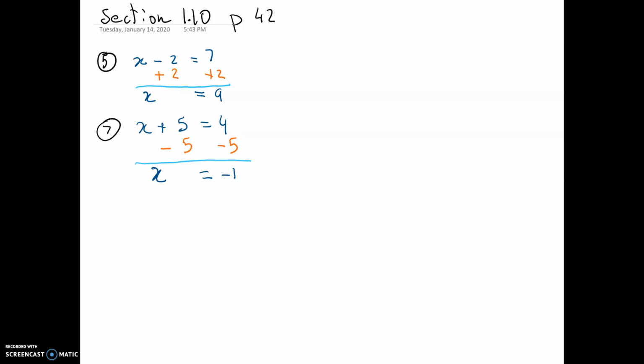Now I'm going to do problem number 10. On problem number 10, you have x divided by negative 4 equals 2. In that case, if you want to get rid of the negative 4, because x is multiplied by 1 over negative 4, you have a multiplication here.